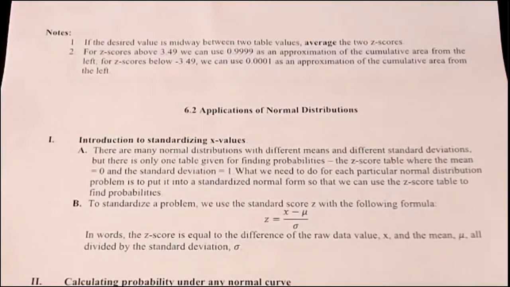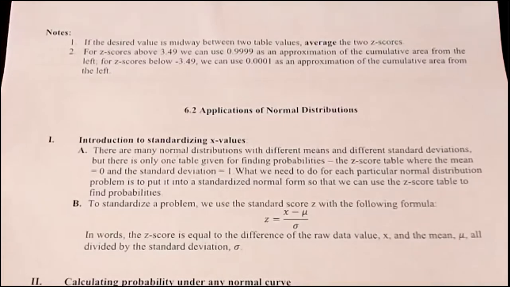Yep. Thank you. If the desired value is midway between the two table values, average the two z-scores. For z-scores above 3.49, we can use 0.9999 as an approximation of the cumulative area from the left. For z-scores below negative 3.49, we can use 0.0001 as an approximation of the cumulative area from the left.